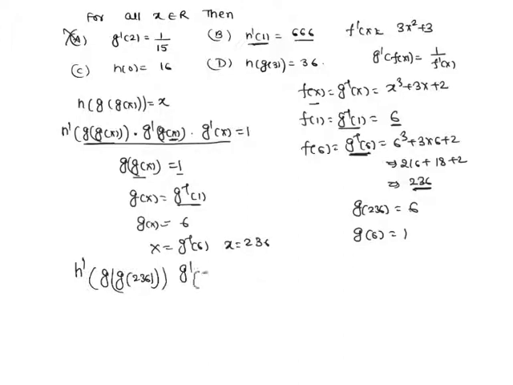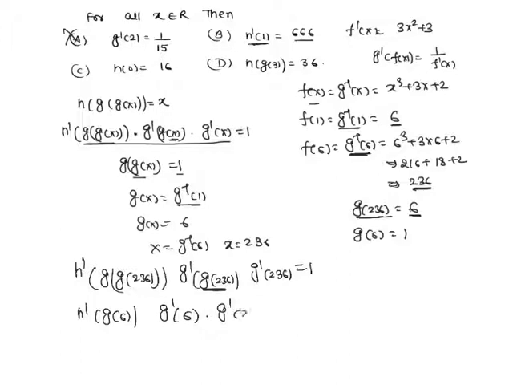g dash of 236 into g dash of 236 equals 1. Now we can say g of 236 equals 6. So what will we get? f dash of g of 6, g dash of 236 is what? 6. So we'll get 6 into g dash of 236 equals 1. g of 6 is nothing but 1. So we'll get f dash 1 into g dash 6 into g dash 236 equals 1.